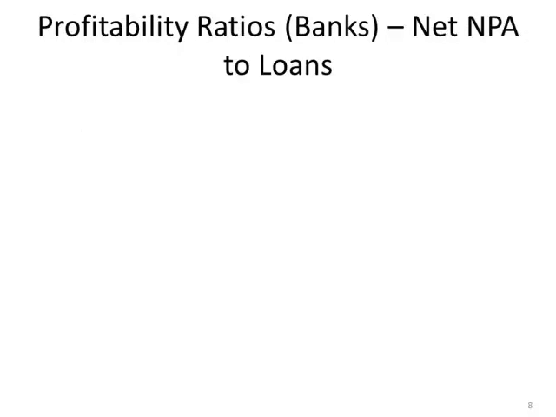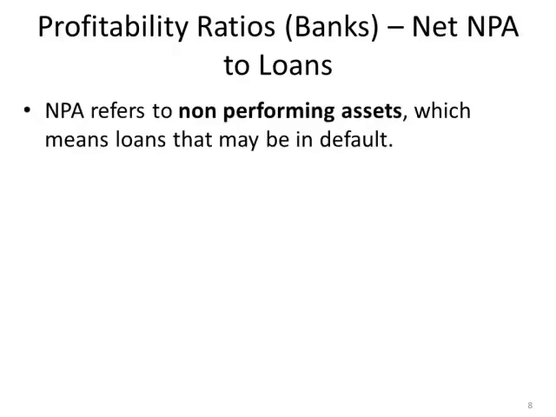Profitability ratios, banks, net NPA to loans. So the next type of profitability ratio we'll talk about is net NPA to loans, and this again is also applicable primarily to banks. So NPA stands for non-performing assets, and this typically means loans that may be in default. So when a bank makes a loan to a customer, that becomes an asset for the bank, right? Because they expect that money to be paid back over time. And if the customer is possibly defaulting on the loan, then this would refer to a non-performing asset.